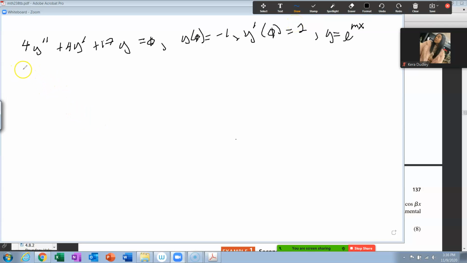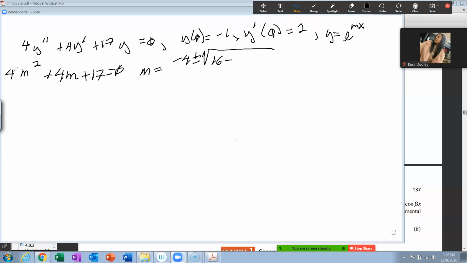Let's start this over. 4m squared plus 4m plus 17 is equal to 0. That's our auxiliary equation. Okay, quadratic formula gives us that m is equal to minus 4 plus or minus the square root of b squared, which is 16, minus 4 times, that's where I did it. I didn't put this 4 in there. I did one 4 but not the other 4. It's a 16 times 17.